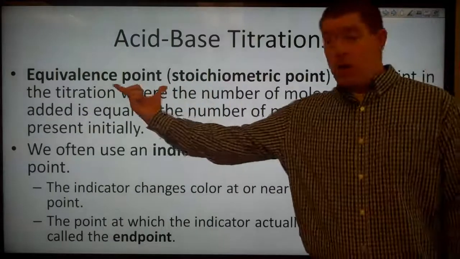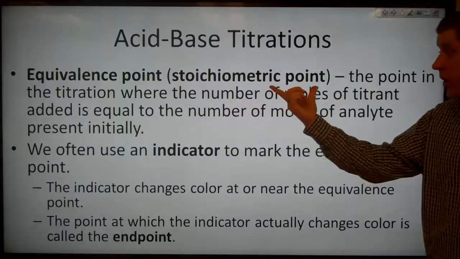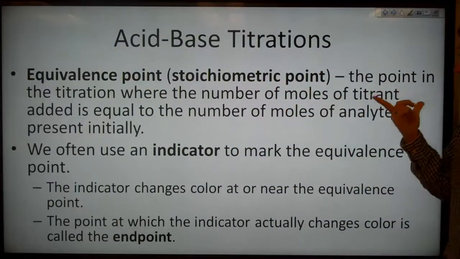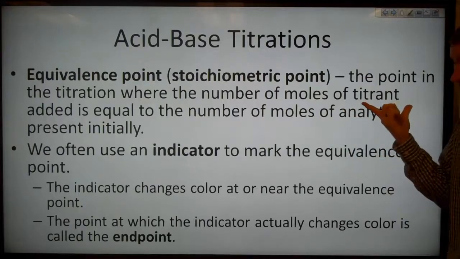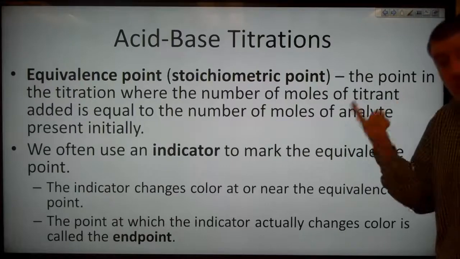So we need to know what an equivalence point is, which is also sometimes called the stoichiometric point. This is the point in the titration where the number of moles of titrant that we've added is equal to the number of moles of analyte that were present initially in solution.